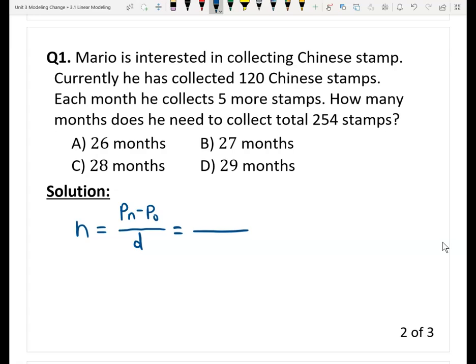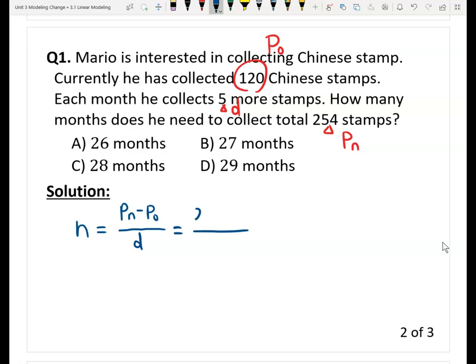What is Pn? We're going to find Pn, which is the future value. Can you see? And this is Pn, right? The future. Okay, what is P0? So this number is P0, the initial. And what is D? This number is D, right? So we have everything. I plug everything into the formula.